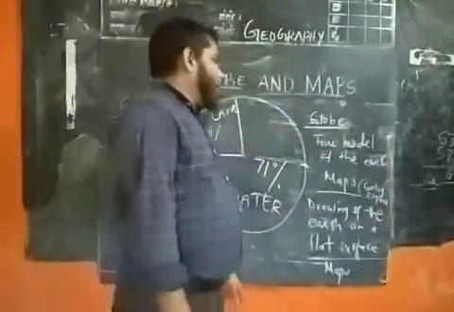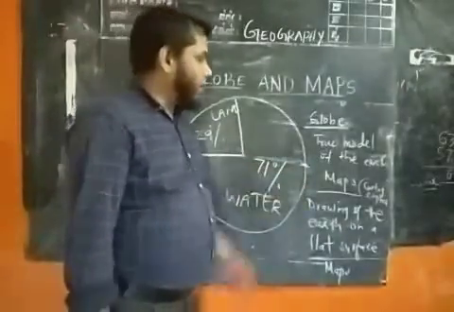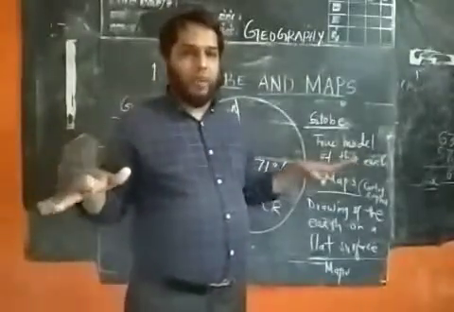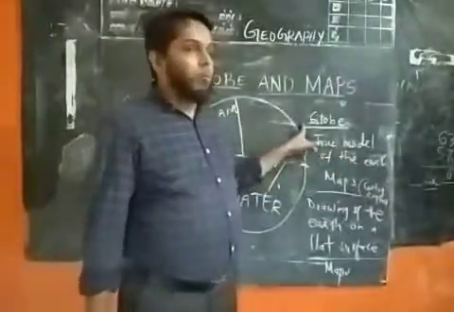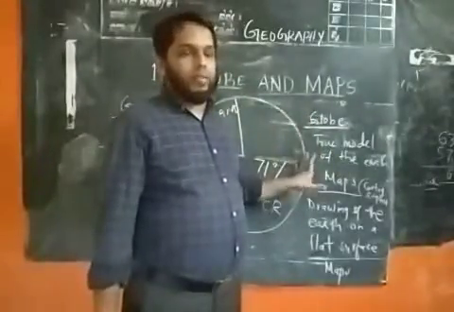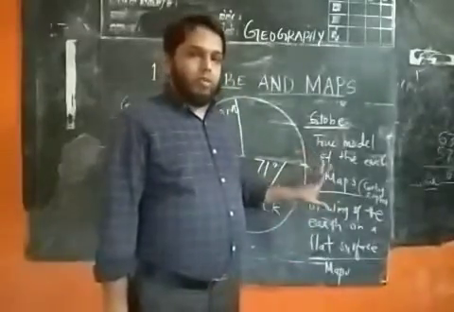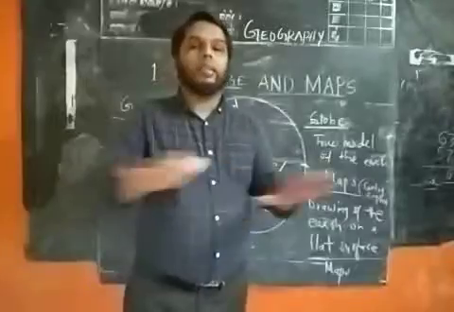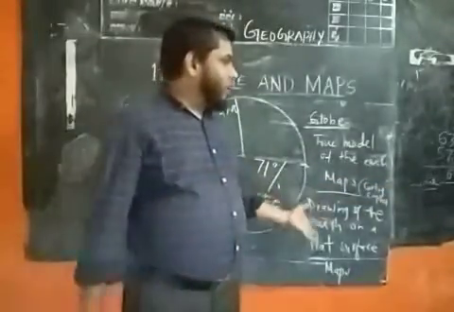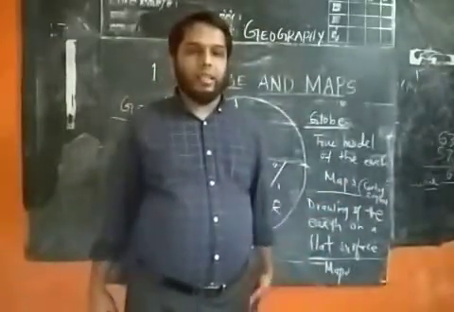Now let us come to maps. Maps are the drawing of the Earth on a flat surface. We studied that the globe is round in shape and is a true model of the Earth, whereas maps show the shape of the Earth on a flat surface. When we compare globes and maps, many differences are there.